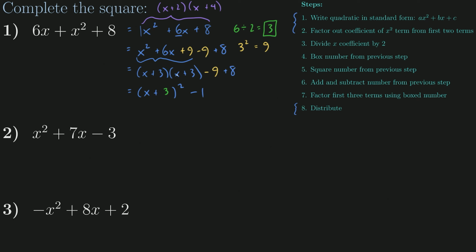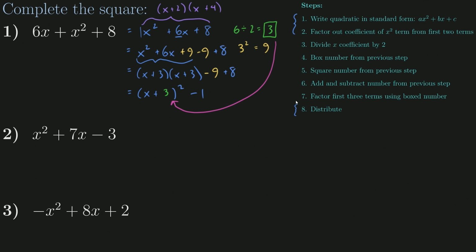Now, if you didn't see that factorization from the previous step, that's okay. The number inside the box is always going to be the number that's inside the parentheses with the x. And we'll use that trick when the problems become a little bit more difficult to factor. Step 8, not necessary for this problem because there's nothing to distribute. This is our final answer. Let's try the next example.